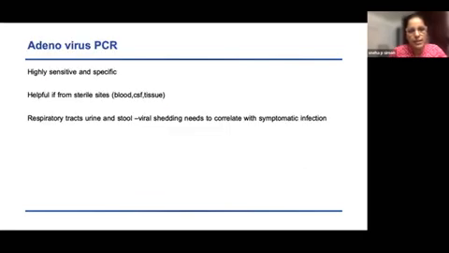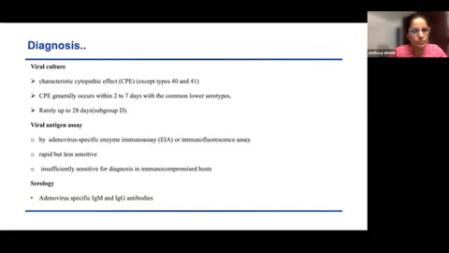PCR is highly sensitive and specific, which is helpful if it is taken from sterile sites like blood, CSF, and tissues. And if it is taken from the respiratory tract, stool, or urine, it may be viral shedding, but needs to be correlated with symptomatic infection. Other diagnostic modalities are viral culture, which shows the characteristic cytopathic effect, except in types 40 and 41. Cytopathic effect generally occurs within 2 to 7 days with the more common lower serotypes, but it can take up to 28 days in serotype subgroup D.